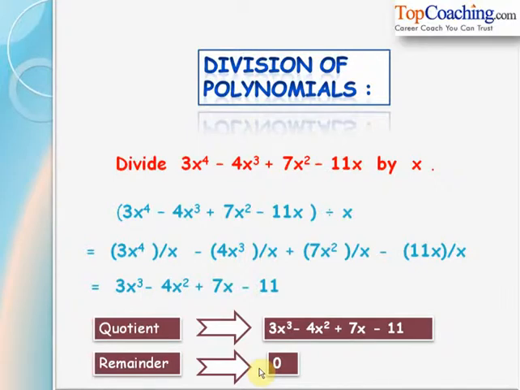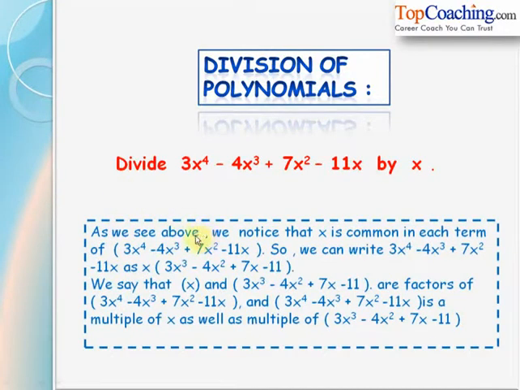And we also know that whenever the remainder is equal to 0, the divisor completely divides the dividend. So this polynomial is completely divisible by x. Thus x completely divides this polynomial without leaving any remainder.